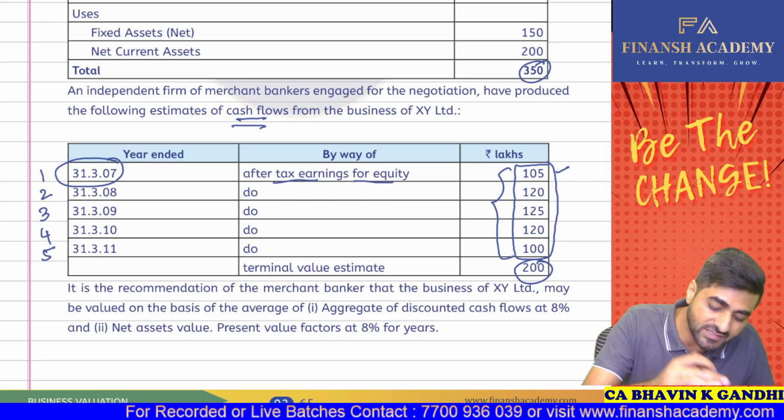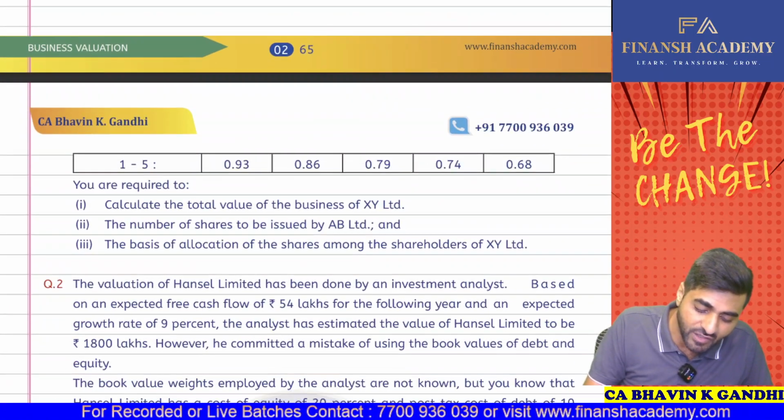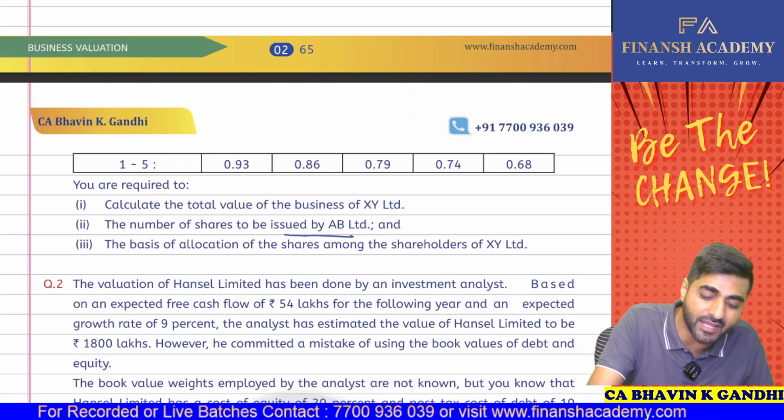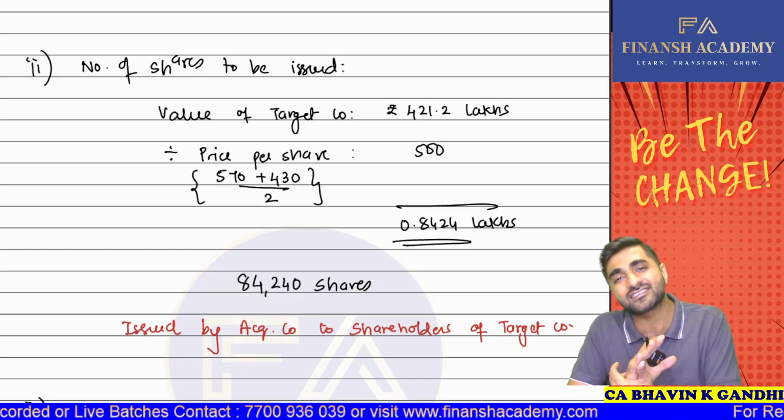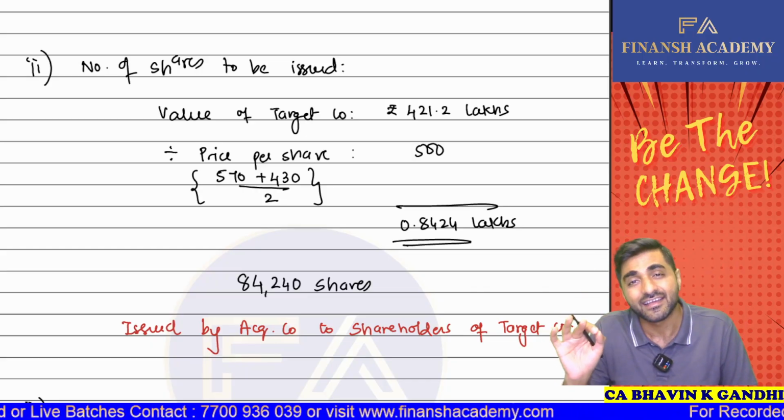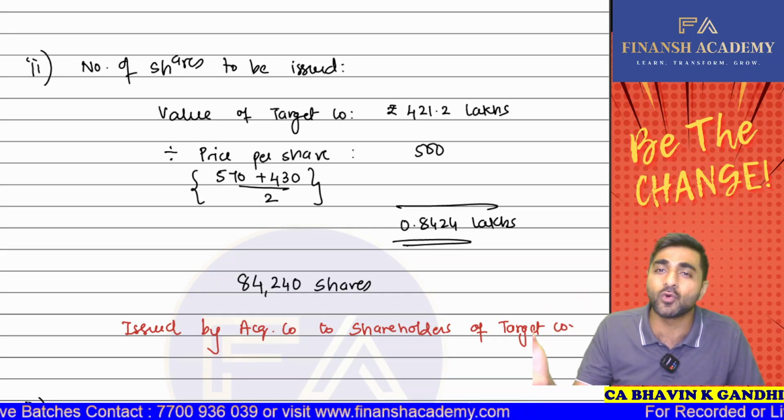Now, my dear students, what's the second part? The second part of the question is: what is the number of shares to be issued by AB Limited? They have told you that the equity shares will be issued at the average of the highest and lowest market price.